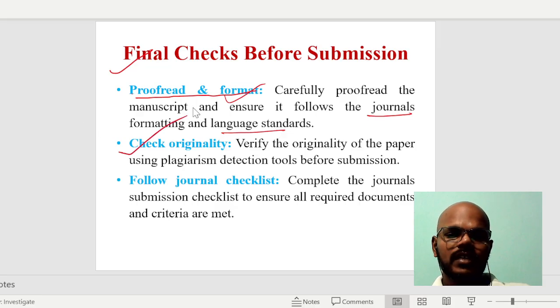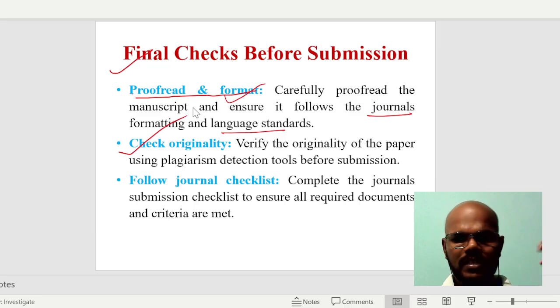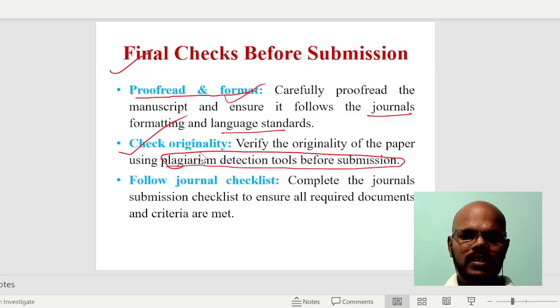Next one is check originality. That means when you are presenting the data, whether it is original data or not. If you are using some other data, you have to make sure that it is original. You may check with plagiarism detection tools before submission. You have to check the similarity report before submitting the paper, whether it is less than 10% or not. If it is more than that, you have to reduce it to less than 10%.